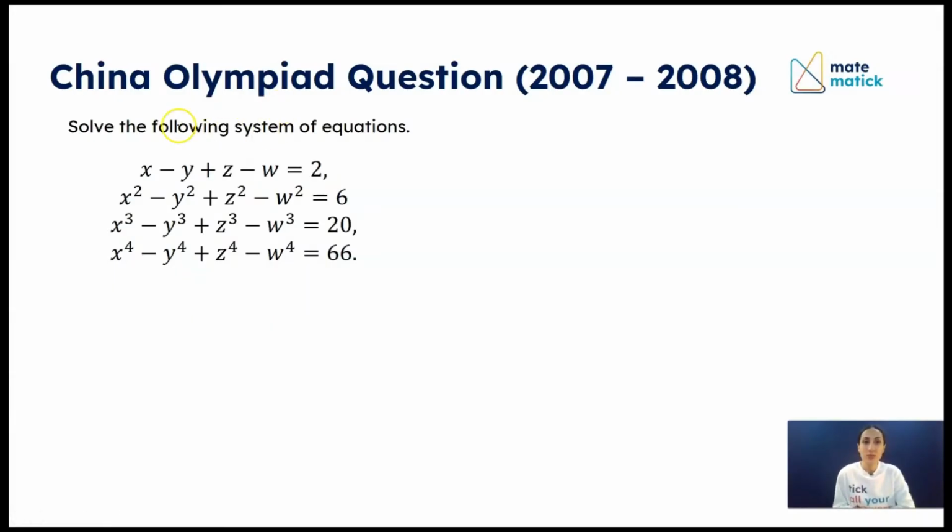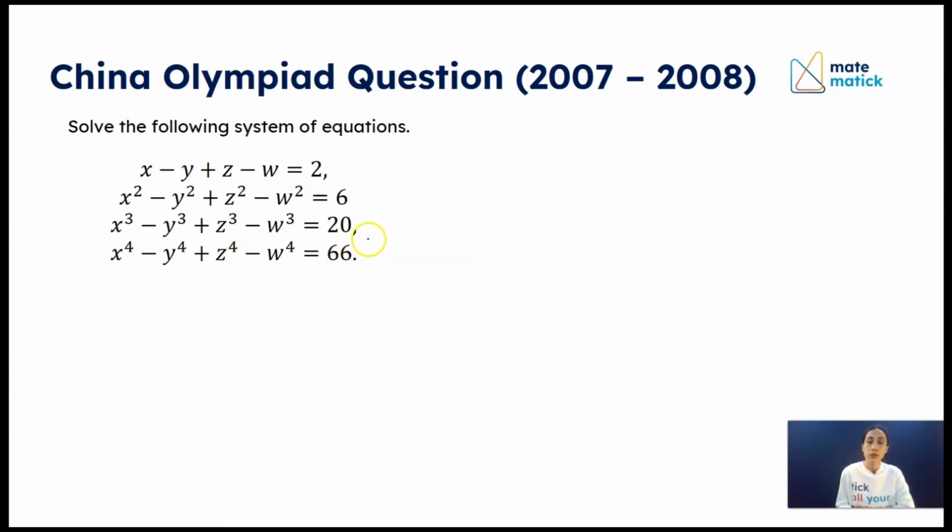So the question asks, solve the following system of equations. Here we have x minus y plus z minus w is equal to 2, x squared minus y squared plus z squared minus w squared is equal to 6, x cubed minus y cubed plus z cubed minus w cubed is equal to 20, and x to the power of 4 minus y to the power of 4 plus z to the power of 4 minus w to the power of 4 is equal to 66.